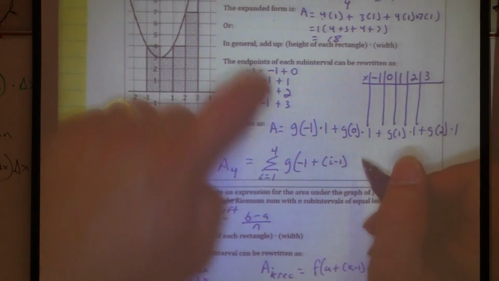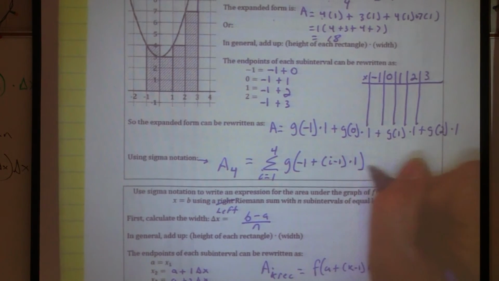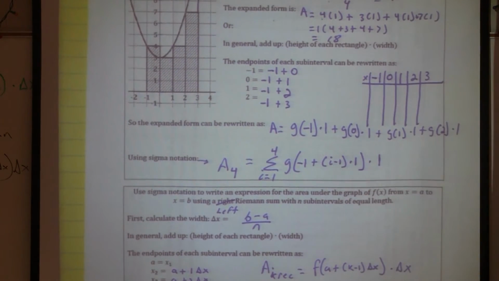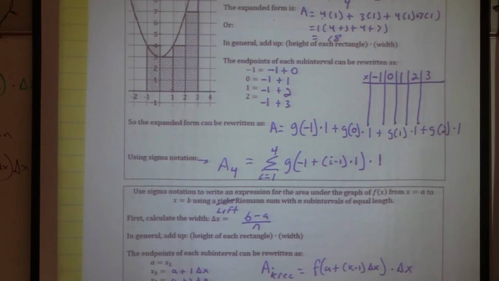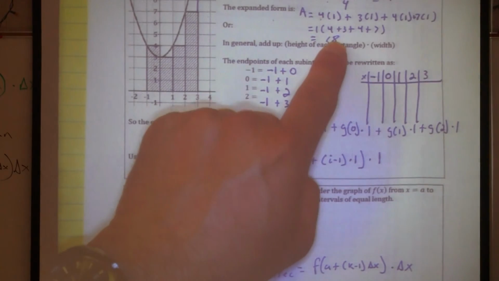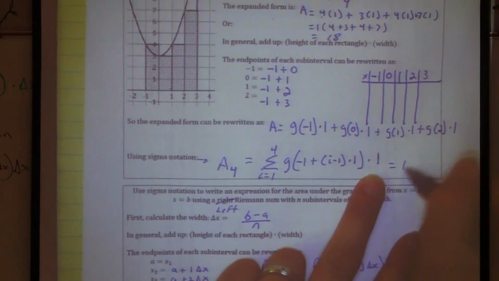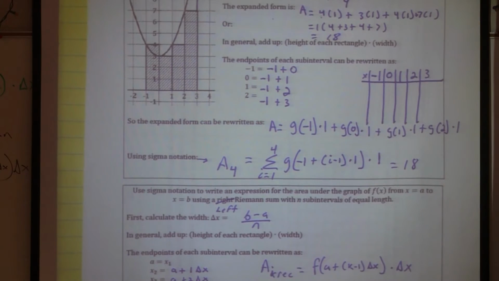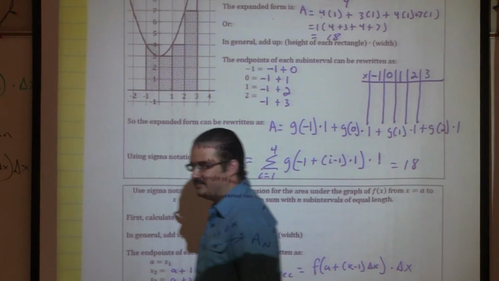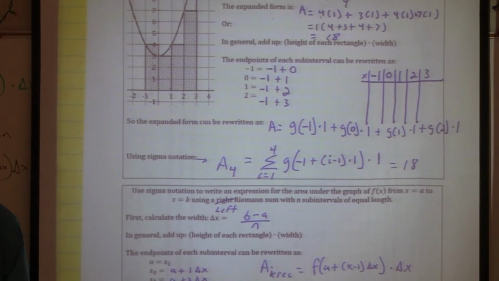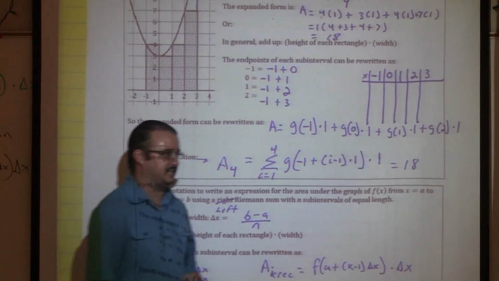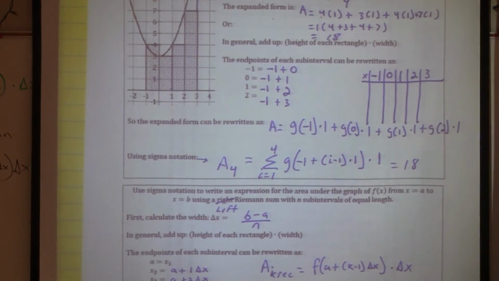What was delta x in this problem? 1 times delta x, which was 4. And if we type that in our calculator, what should we get? 18, because that's the same answer I got. Do we understand? Yeah? Pretty easy? The hard part is discovering the formula. Once you discover it, that's it. It's just a matter of applying it and using it, right?